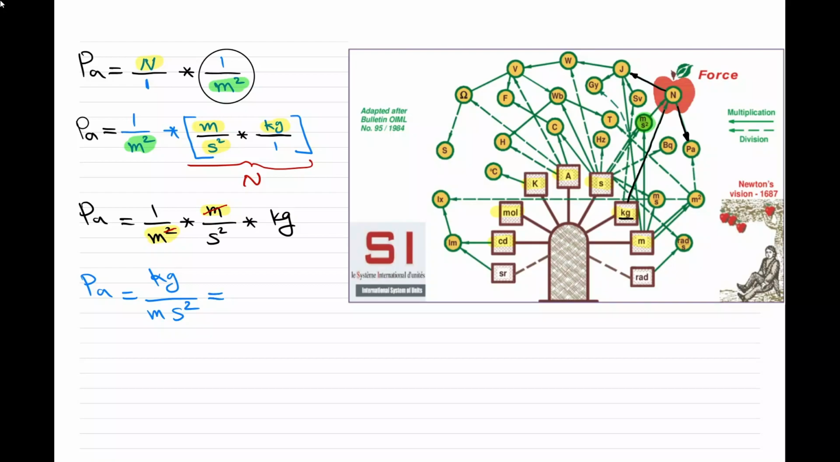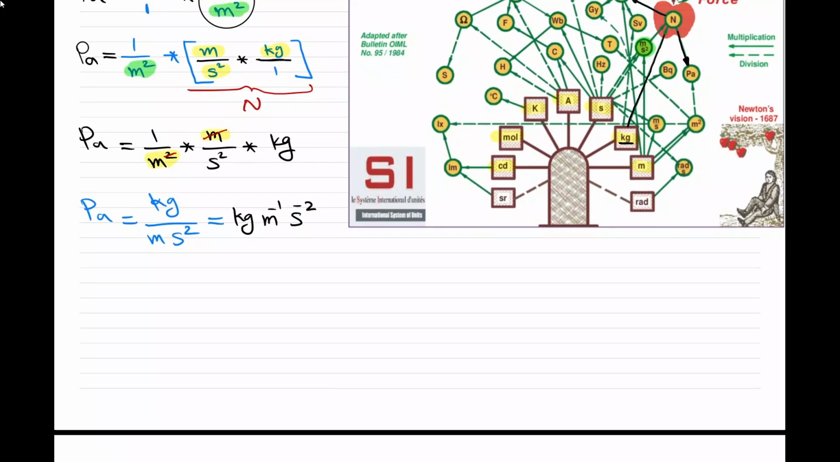In other answers, or in the book, you can see this kilogram, and we will raise whatever is in the denominator to the numerator by changing the sign of the exponent, as meter to the power minus 1, second to the power minus 2. Okay, this is the answer for Pascal. Now, another example. Let's find another example.